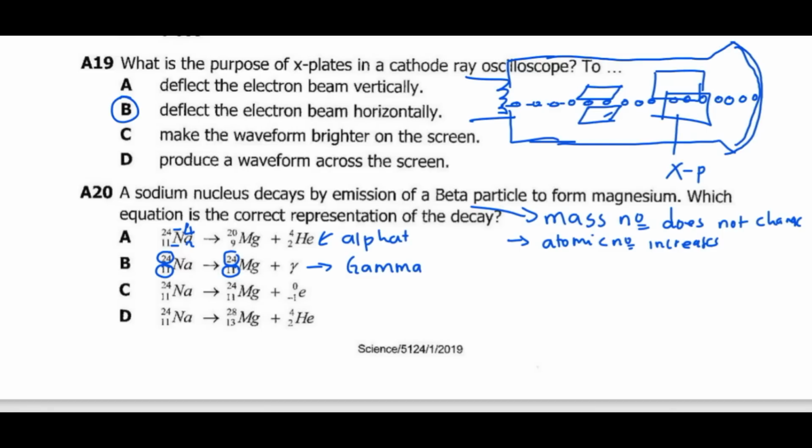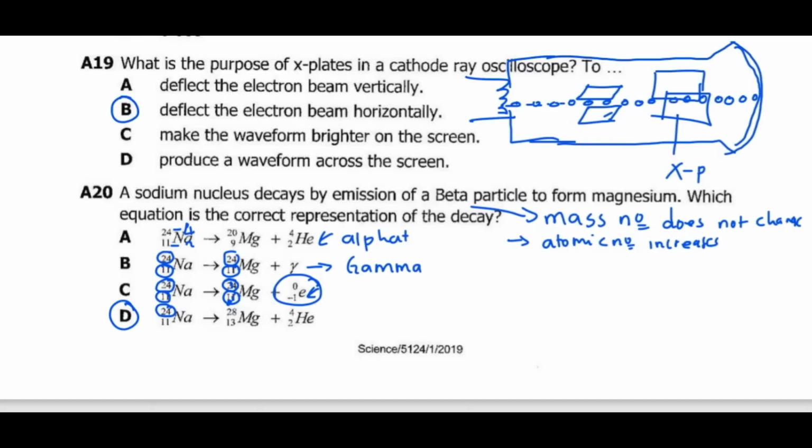Now let's look at C. C, we have 24, okay, true. 11, no, this is not true. The symbol is quite okay for beta, but the number Z did not change. Then let's look at D. D is our answer, because we can see that we still have, let's look at this one, 24, 28 magnesium. How is this possible? 11, 13.